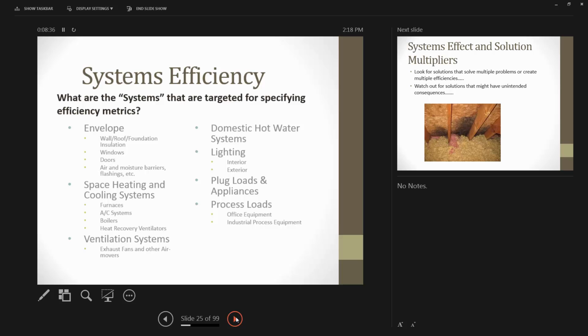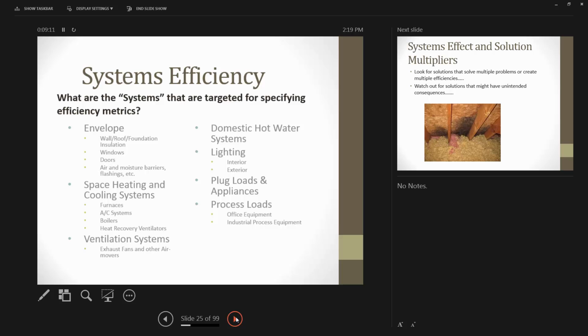Plug load and appliances. And then any of your process loads. And here again, when we talked about energy use intensity, you could see some of the different building types, and I don't know if you noticed, food service and restaurants had a pretty high energy use intensity. One of the reasons is because they've got pretty high process loads. They've got ovens and dishwashers, and they've also got a lot of domestic hot water heat.